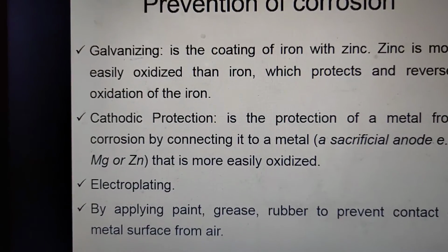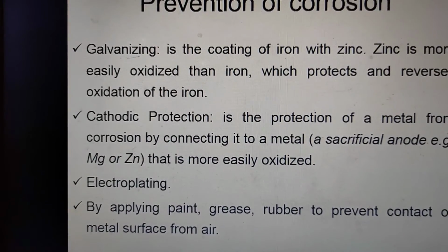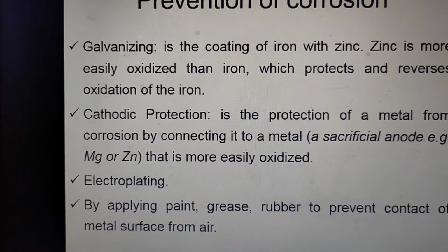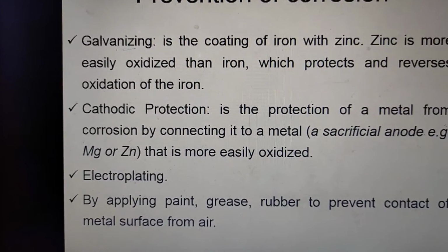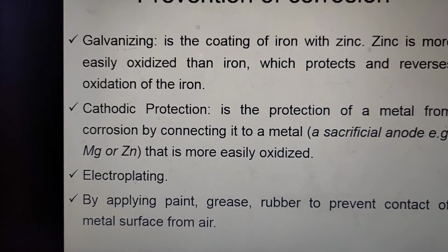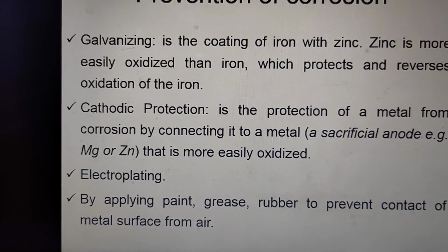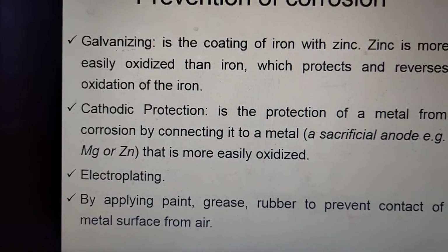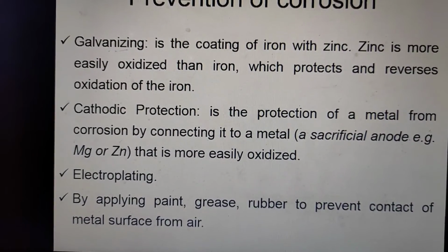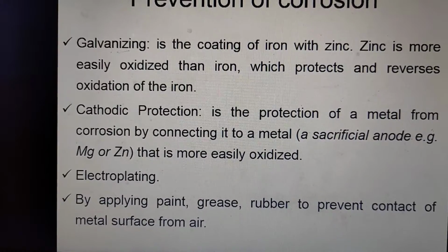Now how can we prevent corrosion? One is galvanizing. Galvanizing means we coat the iron articles with zinc. Zinc is melted, and in this molten zinc we dip iron articles. Since zinc is more reactive than iron, it oxidizes more easily than iron, so zinc protects the iron and reverses the oxidation of the iron. Now cathodic protection. It is the protection of a metal from corrosion by connecting it to a sacrificial anode, a metal like magnesium or zinc, which is more easily oxidized.